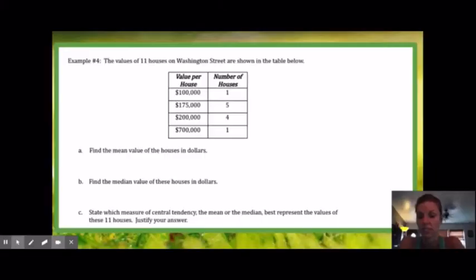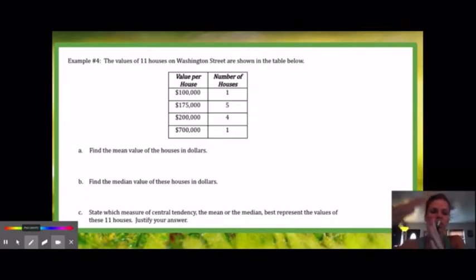Nerd alert! It says the values of 11 houses on Washington Street are shown below. Find the mean. Now, be careful here. See how it says the value per house and the number of houses? So this means there's one house that's $100,000. There are 5 houses that are 175,000. So I'm not going to write the whole 1,000 out. I'm just going to write the 100. So meaning I've got one house that's 100.